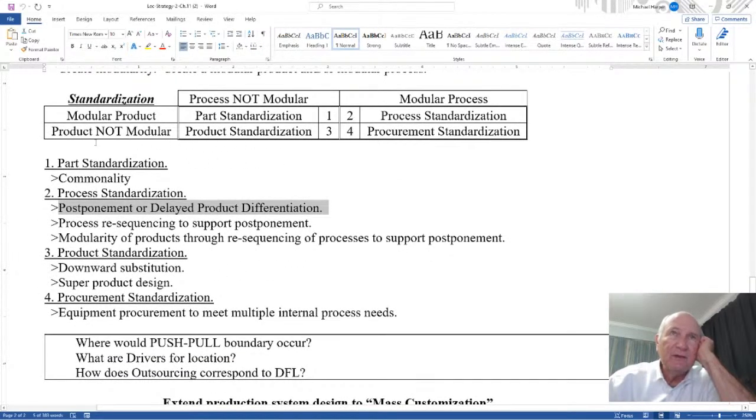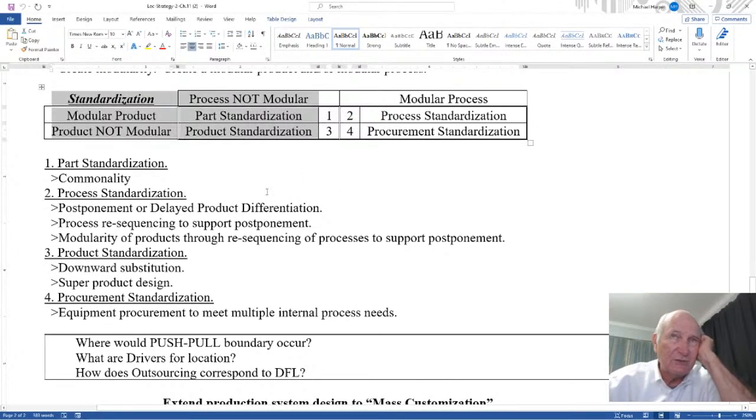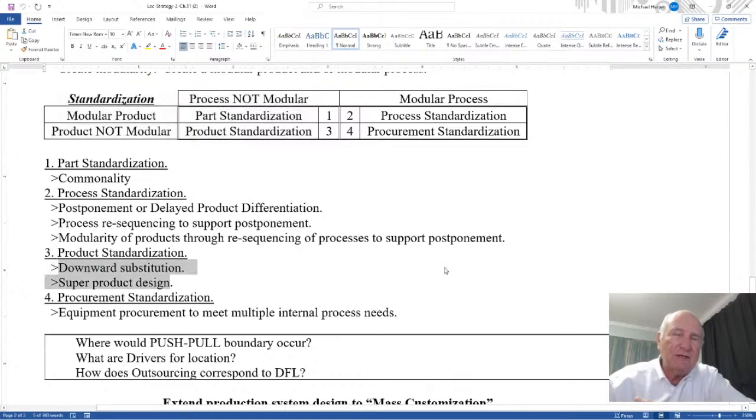What if the product is not modular, but they both are not modular? The process is not modular. In other words, it's just one process, one product, that's it. Well, that can be very costly if people don't want that. They want something a little bit different. So what they do, they have something called either super product design or downward substitution.